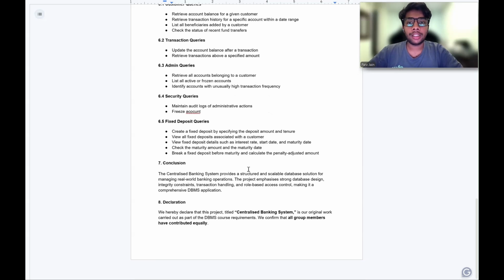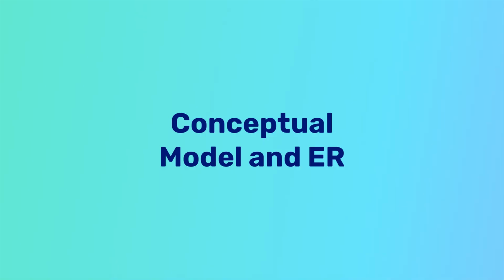Admin queries retrieve all accounts belonging to a customer, list all active and frozen accounts, and identify accounts with unusually high transaction frequency. Security queries maintain audit logs of administrative actions and freeze accounts. The fixed deposit queries break a fixed deposit before maturity and calculate the penalty adjusted amount, check the maturity amount and the maturity date, and view all fixed deposits associated with a customer. In conclusion, the centralized banking system provides a structured and scalable database solution for managing real-world banking operations.